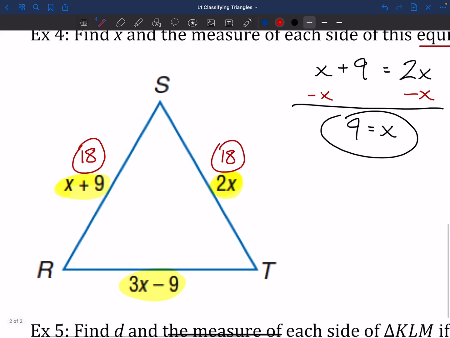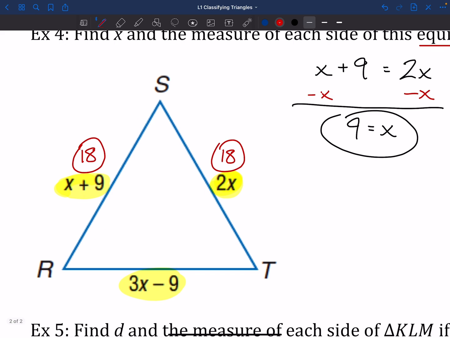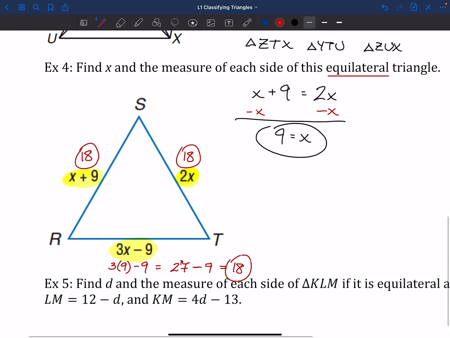Last one down there, if I look at RT, 3x minus 9. So 3 times 9 minus 9. If I'm simplifying that down, 3 times 9 is 27. Minus 9, 27 minus 9 is going to give us 18. So again, it checked our work for us in a way. We found out that they are all the same, which is exactly what we were hoping for.